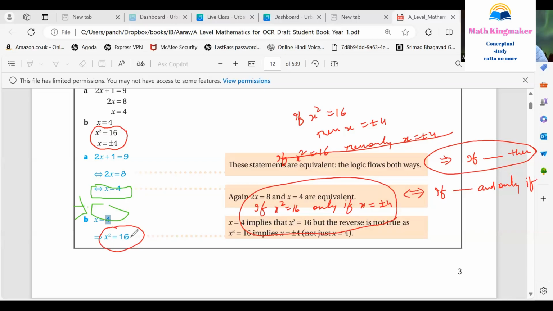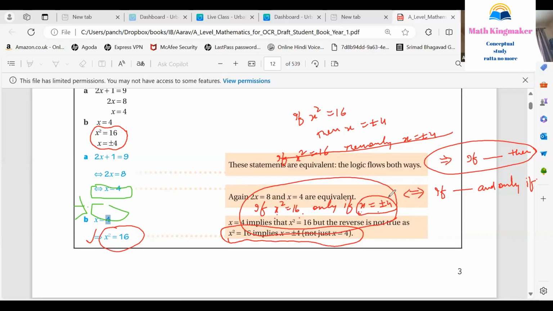It can be minus 4 also. If you have x as minus 4, then x squared is equal to 16 also. So this reverse is not true, as x squared 16 implies x is plus minus 4. So if x squared is equal to 16, then x is equal to plus minus 4. So it is true both ways. If x is equal to plus minus 4, then x squared is equal to 16. And if x squared is equal to 16, then x is equal to plus minus 4. Got it? Yes, sir.